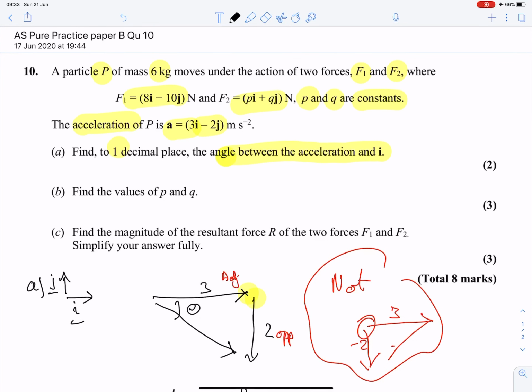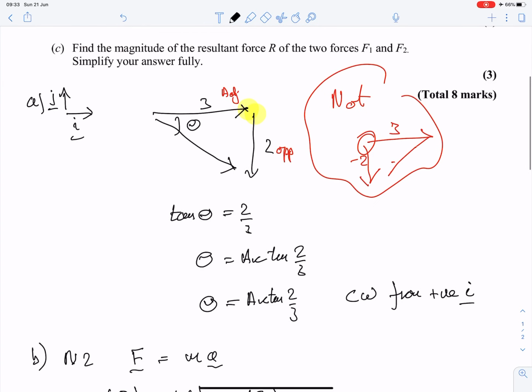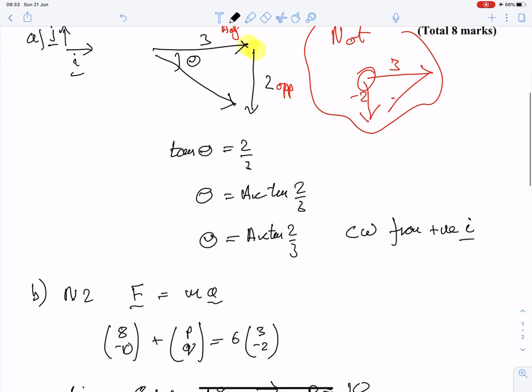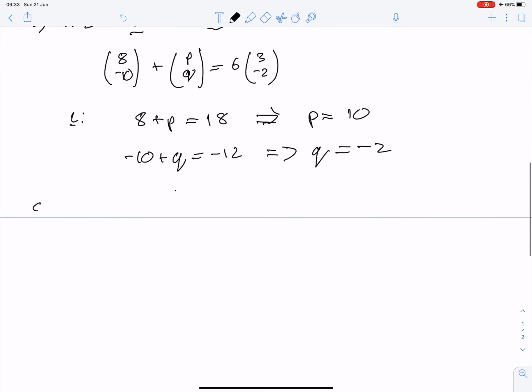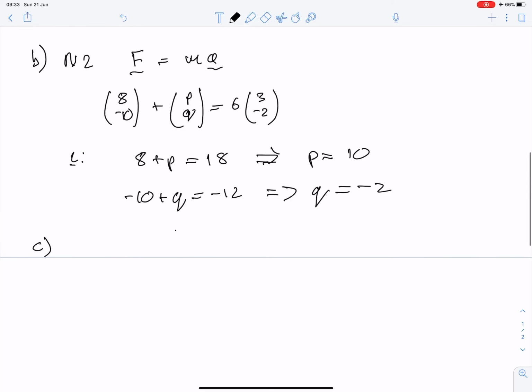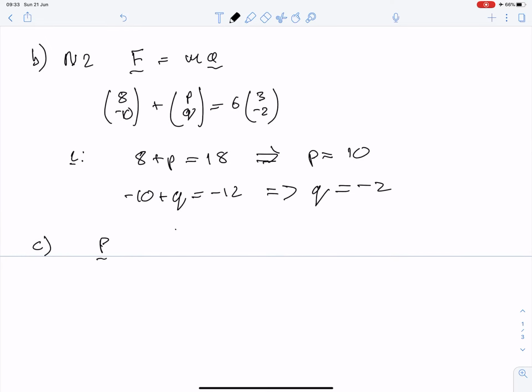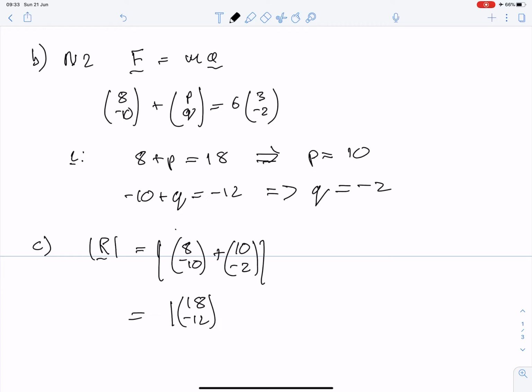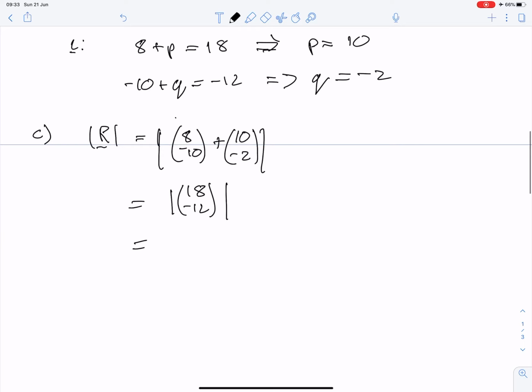That was straightforward. Find the magnitude of the resultant force R. Simplify your answer fully. So part C. R is then the magnitude of R is equal to the magnitude of 8 minus 10 plus 10 minus 2, which is equal to the magnitude of 18 minus 12. And that we're going to use Pythagoras on.